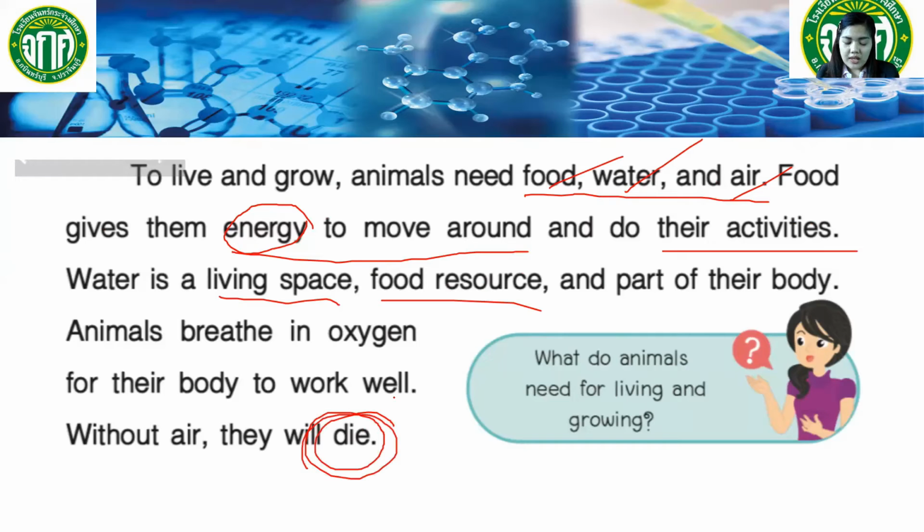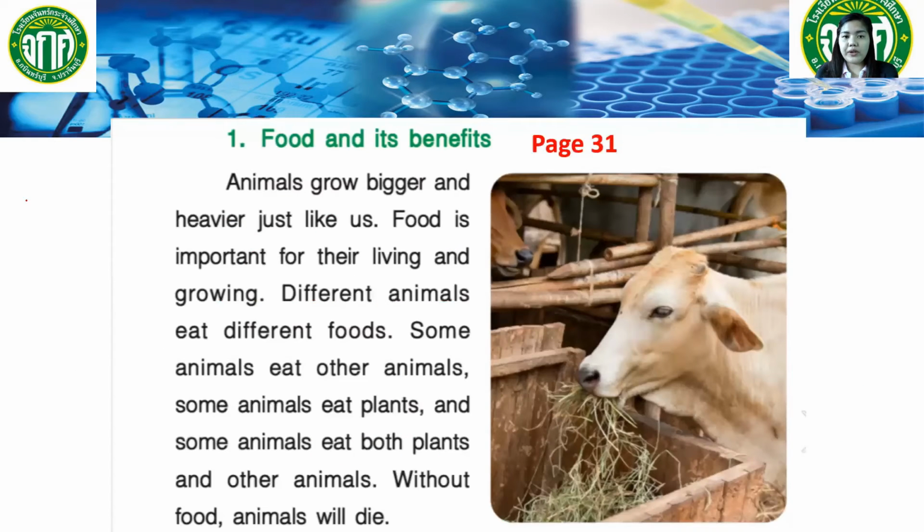So let's further discuss. Number one, food and its benefits. What are the benefits of food to animals? Go to page 31. Animals grow bigger and heavier just like us. They may grow taller or bigger. Food is important for their living and growing. Different animals eat different foods. Since they are different, they eat different foods.